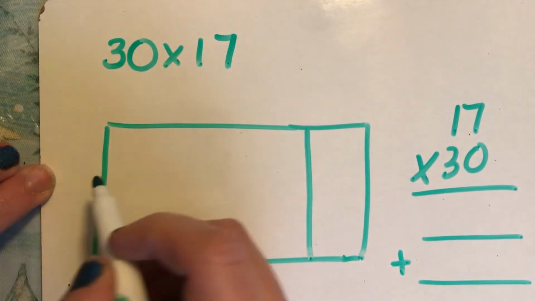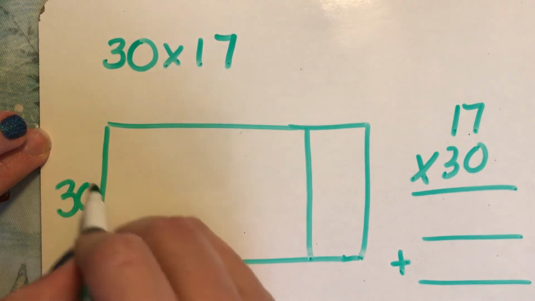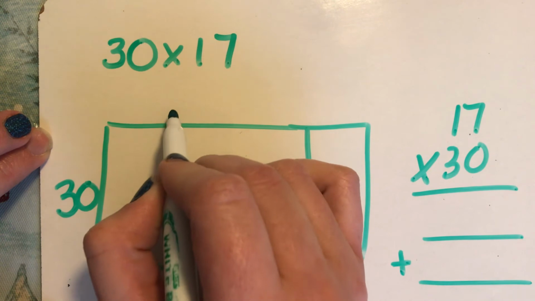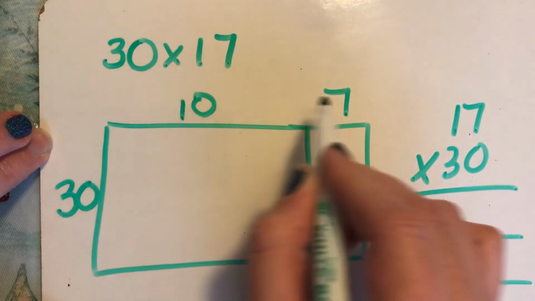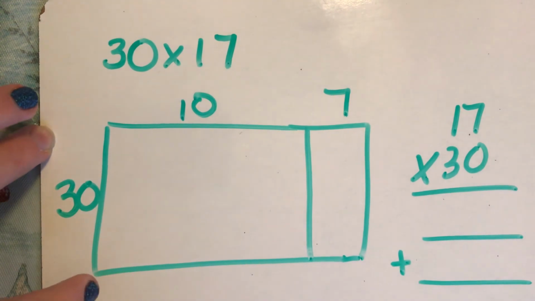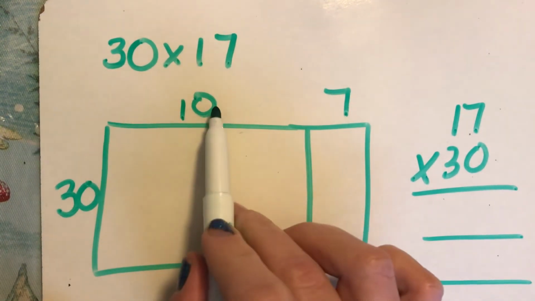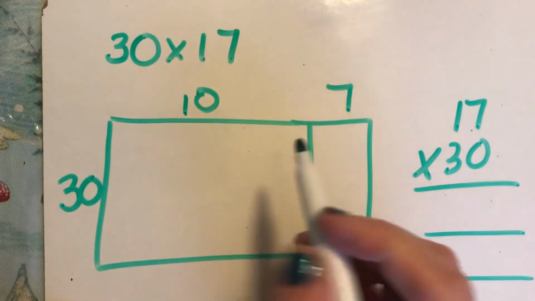Okay, so we're going to leave our 30 whole, and it's going to stay on the side. This time we're going to break apart the other one. Okay, so it would be 10 here and 7 here. We're just breaking it apart. It's a partial product, so we're just breaking apart the number. Okay, this time these would be added together, not multiplied.